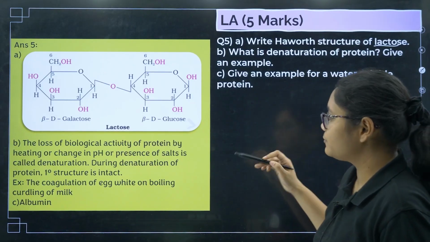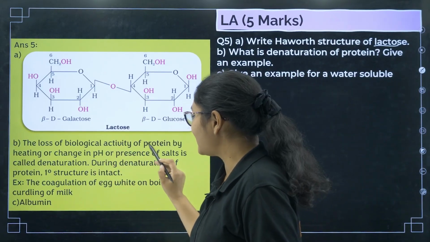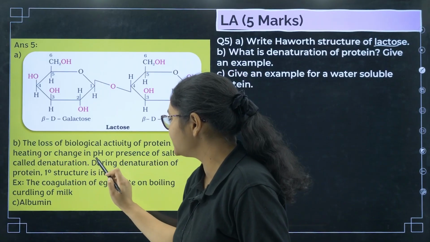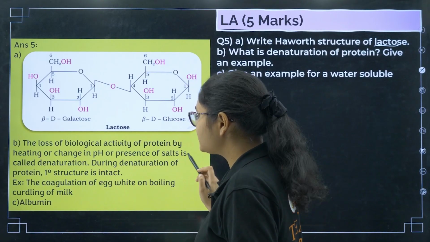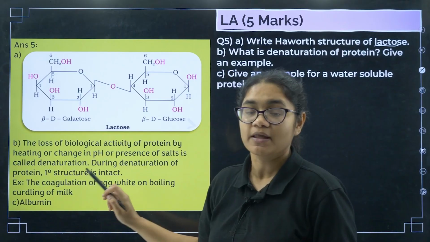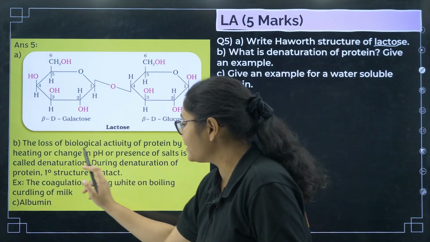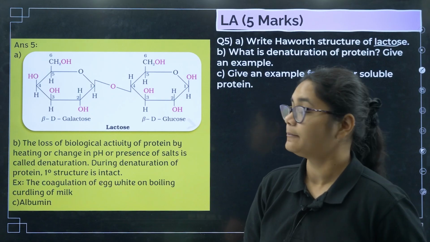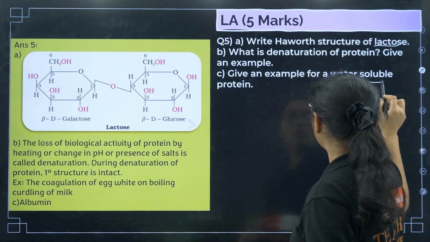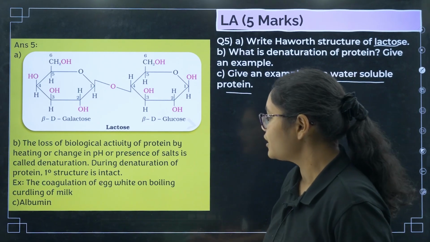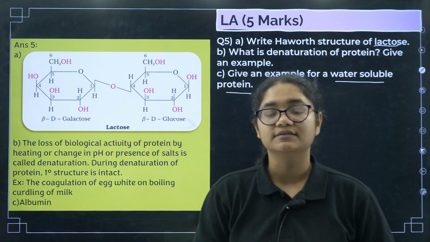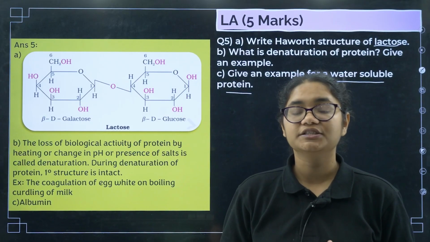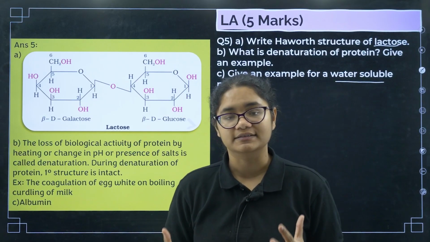Next, denaturation of protein. Whenever the protein loses its biological activity due to the change in the pH or due to the presence of salt, it is called denaturation. During denaturation, the primary structure is intact. The primary structure is not affected. Next we have an example of water soluble proteins. It is albumin. Albumin is a water soluble protein, or any globular protein example you can write down here.